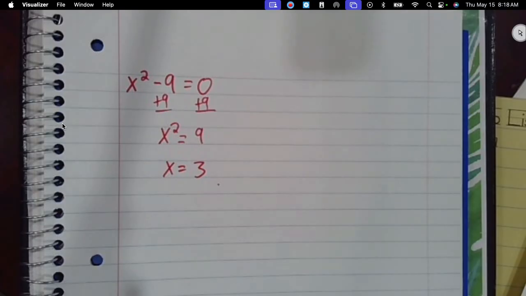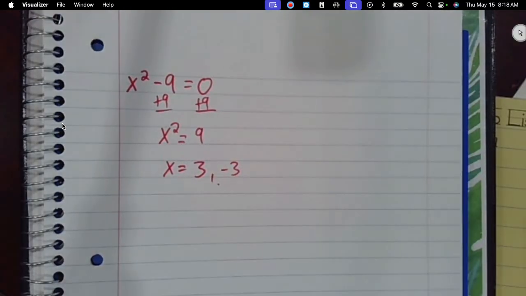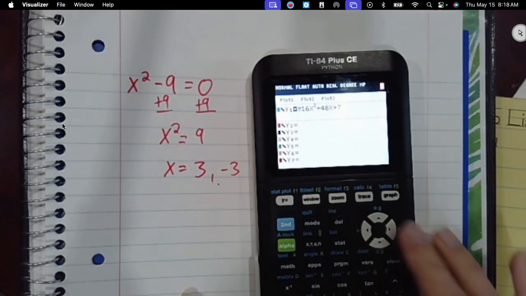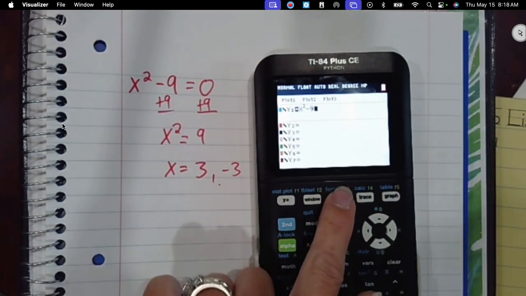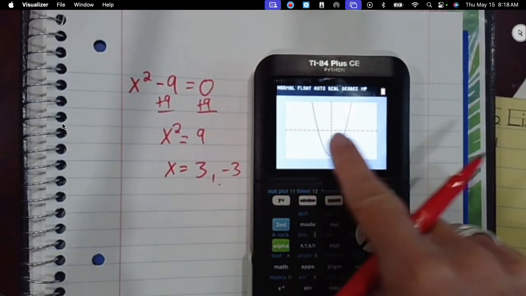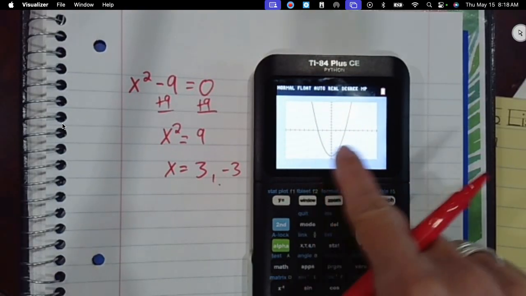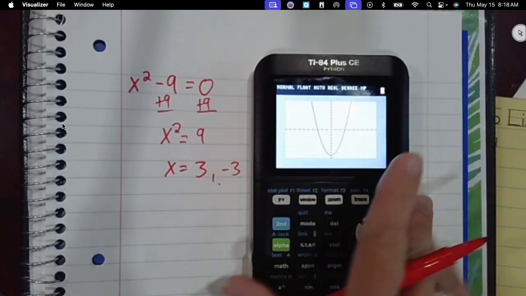But what do you notice about their answers? Yeah, it's because both of them work. If you square a 3, you would get 9. If you square negative 3, you also get 9. So it's both answers. If you were to graph, you could type in x squared minus 9. Let me go back to Zoom 6, my standard window. And where does it cross? At negative 3 and 3. See, you can see your answer there as well. Negative 3 and 3.